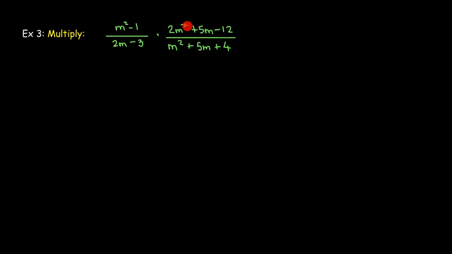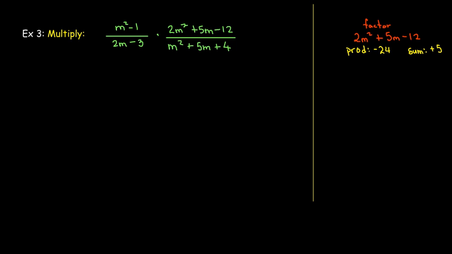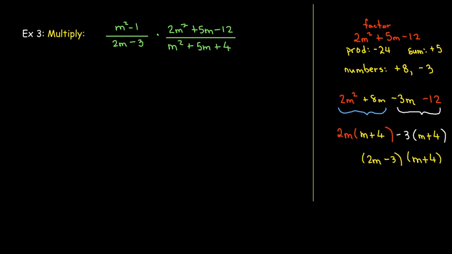So let's go ahead and do that on the side here. I'm looking for two numbers which multiply to make negative 24, 2 times negative 12, and add to make 5. And those numbers would be positive 8 and negative 3. So I would replace the plus 5m with 8m minus 3m, and then go ahead and factor by grouping to get 2m minus 3 times m plus 4.